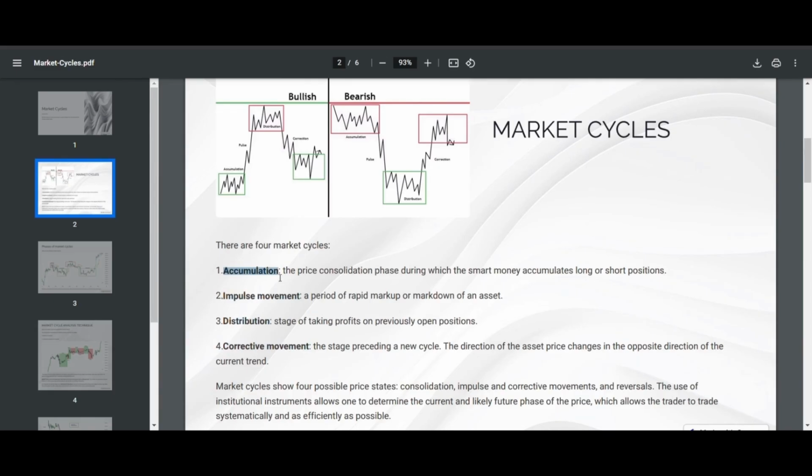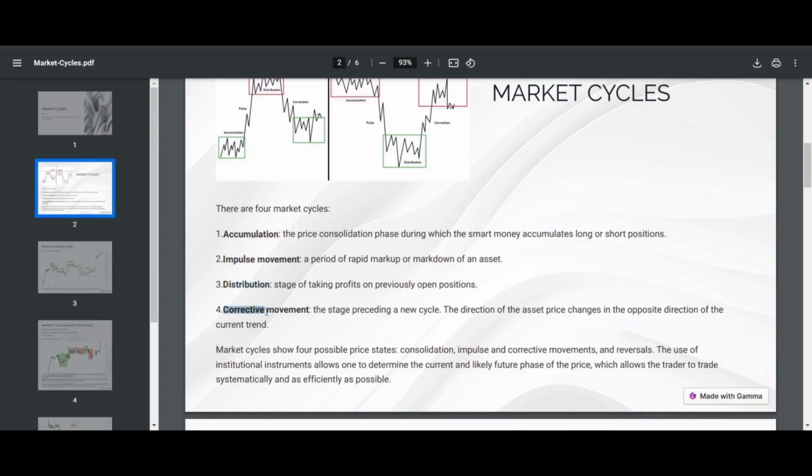What is accumulation? Accumulation is a phase of price consolidation during which smart money accumulates long or short positions. What is impulse movement? Impulse movement is a period of rapid growth or decline in the value of an asset. What is distribution? Distribution is the stage of profit taking on previously open positions. What is corrective movement? Corrective movement is the stage preceding a new cycle of price change in the asset, opposite to the current trend.